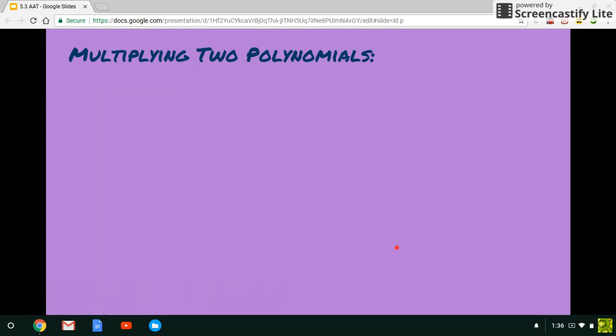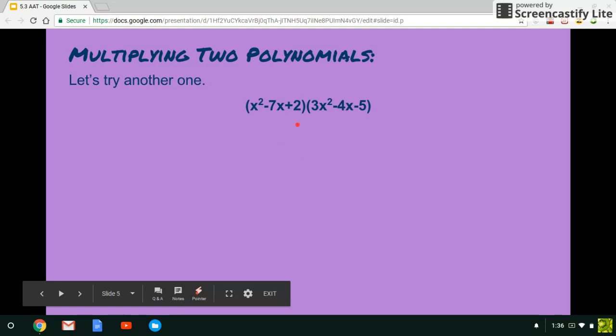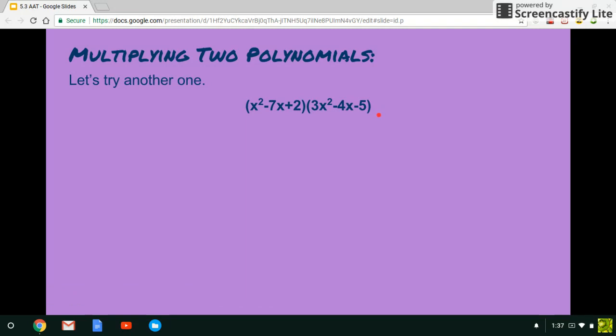Okay, so let's try another one. Let's do (x squared minus 7x plus 2) times (3x squared minus 4x minus 5). So remember, our first step is to take the first term in our first polynomial and multiply it by each of the terms in the second one. So we're distributing the first time.